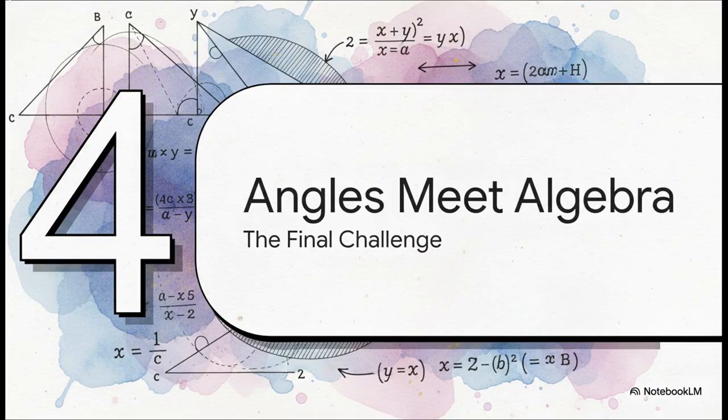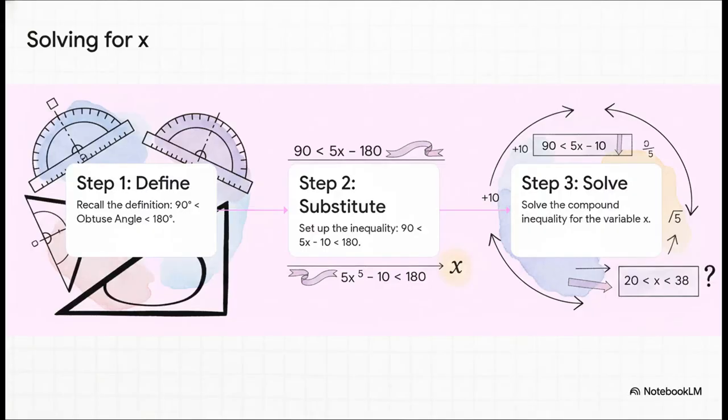All right, you ready to level up? Let's take what we know about angles and mix in a little bit of algebra. This is where things start to get really interesting and really powerful. So, here's the challenge. We're told that this expression, 5x minus 10, represents an obtuse angle. We need to find the possible values for x.